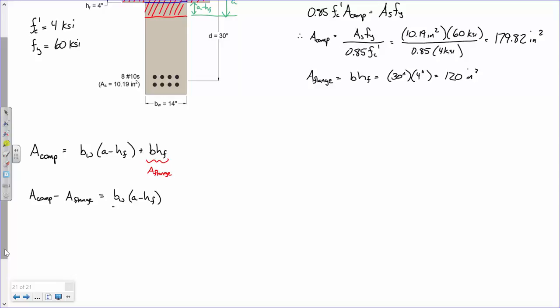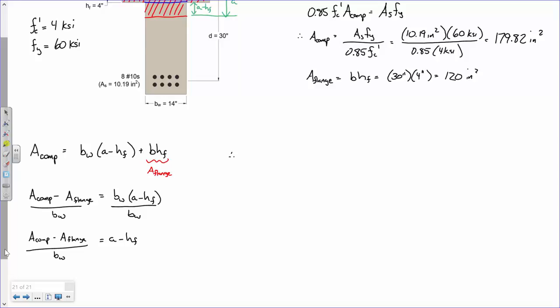What's true, if we're solving for A, we can just divide by BW. Because that'll cancel that, and then all we have over here on the right is A minus HF, and then we have area in compression minus area of the flange over BW. Does that make sense?